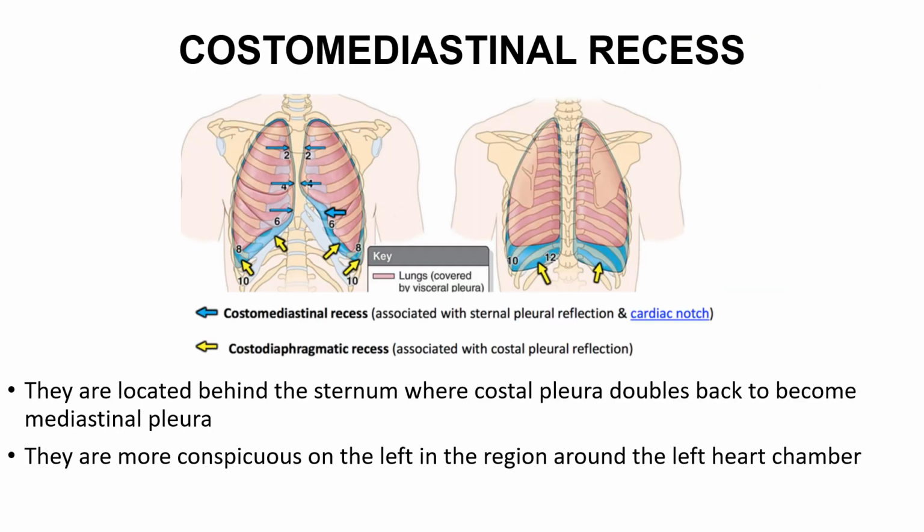While costomediastinal recess is located when the costal pleura reflects onto the mediastinal surface to form mediastinal pleura. They are more conspicuous in the left lung because of the presence of left chambers of the heart.